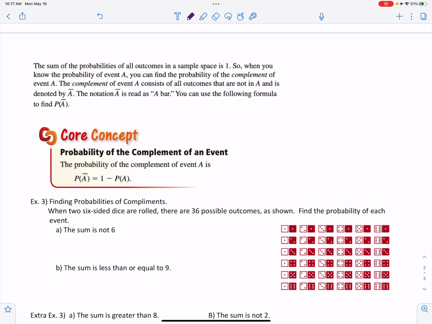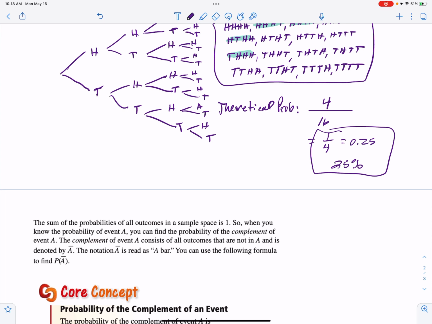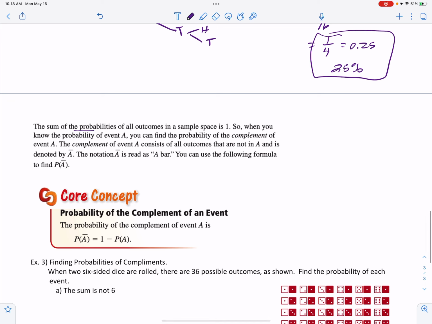Right, moving on. The sum of the probabilities of all outcomes in a sample space is 1. So if we went back and you could have 1 head, 2 heads, 3 heads, or 4 heads, if we were just looking at heads, those probabilities, exactly 1, exactly 2, exactly 3, exactly 4, or 0, I'd need to include, those probabilities would add up to 1. So the sum of the probabilities of all outcomes in a sample space is 1.